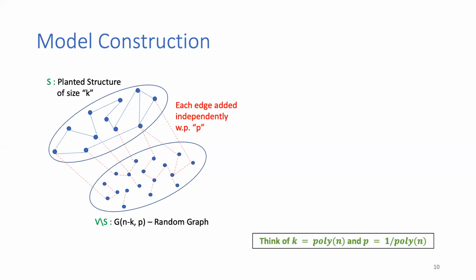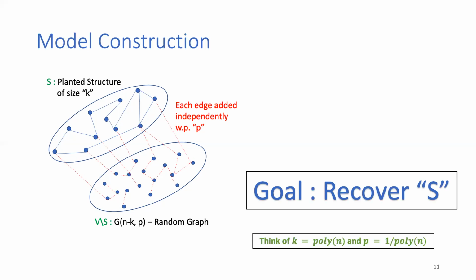So think of k as some polynomial in n, say square root n or n raised to the power 1 by 3 and so on, and p as something like 1 upon poly of n, or it can even be a constant, say 1 by 3 or 1 by 10 and so on. And the goal of our work is to recover S. So you plant some subgraph of interest onto S in a large random graph, and now you want to recover S.